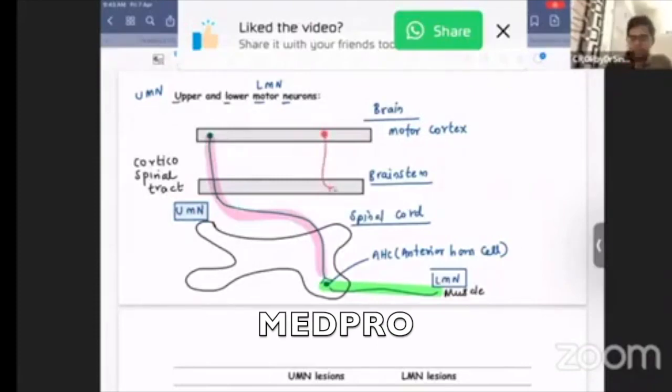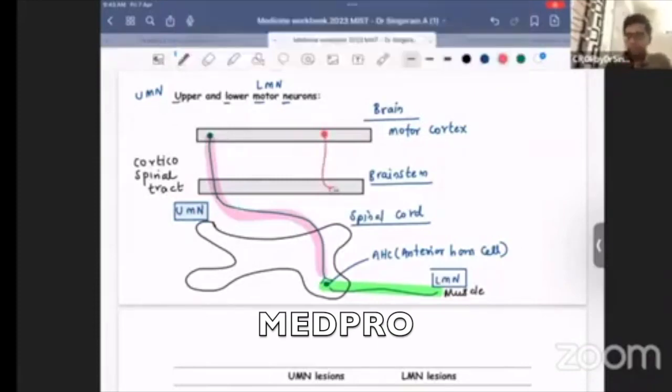Okay, and in the brainstem, you have the cranial nerve nuclei, and from there, the cranial nerve is going to start. Just try to remember this. From the brain to the brainstem is what we call, again, upper motor neuron. This is what is called upper motor neuron.